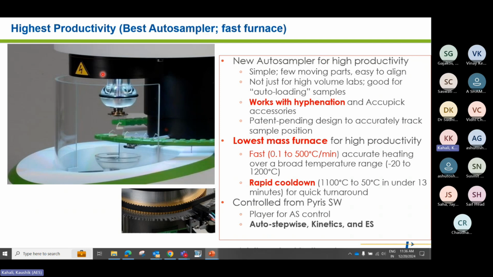Normally, in any other system, it has been seen that if an autosampler is there, there are challenges connecting the hyphenation transfer line. But here, the TG 8000 with autosampler can be connected with the hyphenation transfer line. Rapid cool down, as I already informed, is only 13 minutes, 1100 to 50 degrees, for your next sample analysis and to reduce instrument downtime.